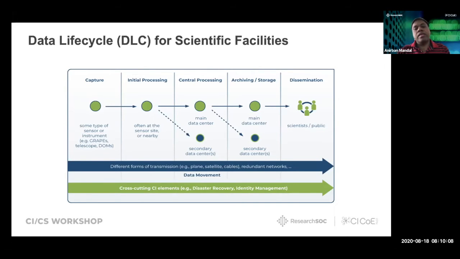And then there are certain steps which are cross-cutting across these stages, right? For example, data movement is kind of central to the data life cycle stages, and it cuts across these different stages. Other cross-cutting CI elements could be identity management, could be disaster recovery, which affect multiple stages of a data life cycle. So those are what we call cross-cutting elements of the data life cycle.